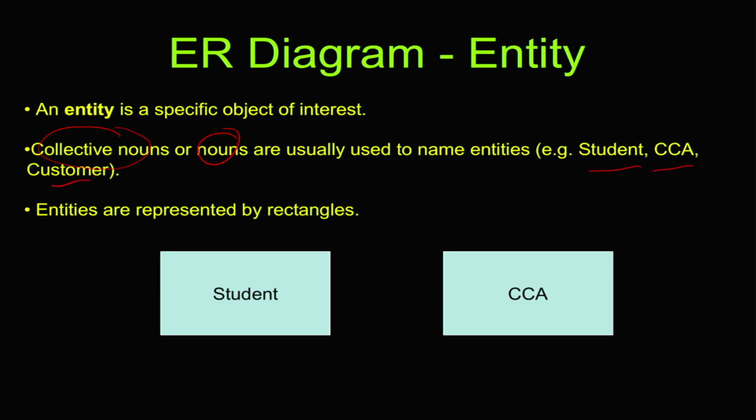So we represent an entity by a rectangle. Once we find an entity, we just write it inside a rectangle. Usually we write it in the singular form. This is the same for all of them. So this is your entity.